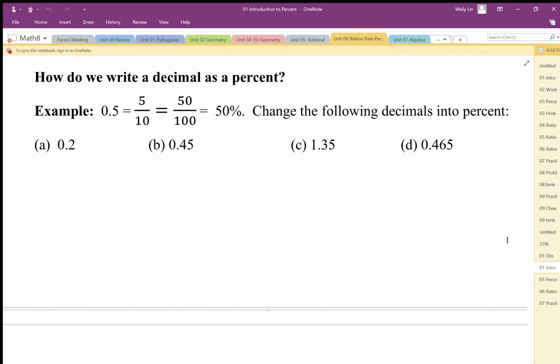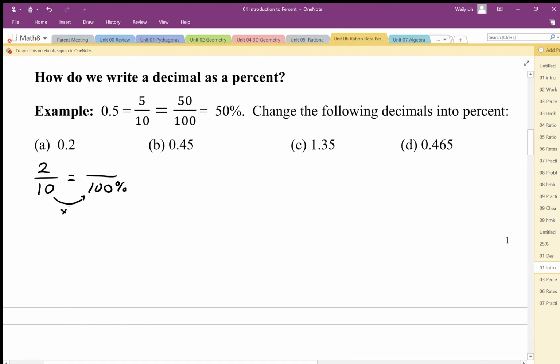How do we write a decimal as a percent? Well, there's a couple ways we can do this. One way is to set it up as a fraction and then make it a fraction out of 100. So for example, 0.2 can be written as a fraction out of 10. And we can make this into a fraction out of 100%.